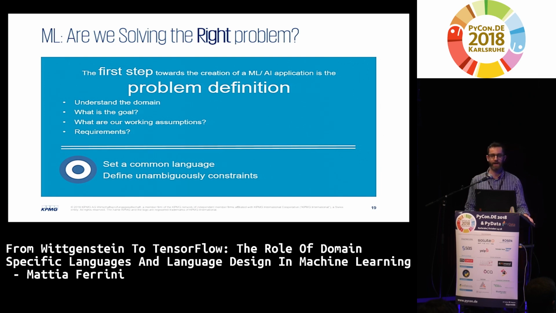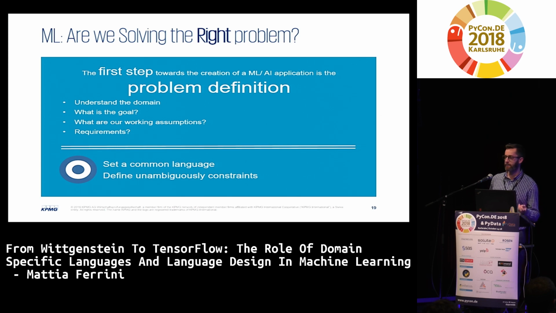Now, I'm a big fan of Kaggle, but as I got to learn from the industry, the real world is not Kaggle. And perhaps the first and most important and most difficult problem to solve is really figuring out what problem we are trying to solve. The first step towards the creation of a machine learning and artificial intelligence application is the problem definition, understanding the domain. What is the goal? What are our working assumptions? What are the requirements? And for that, we need to set a common language and define constraints unambiguously.